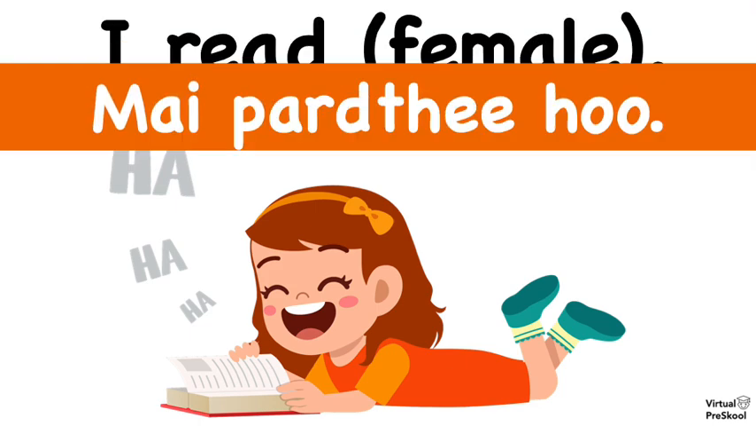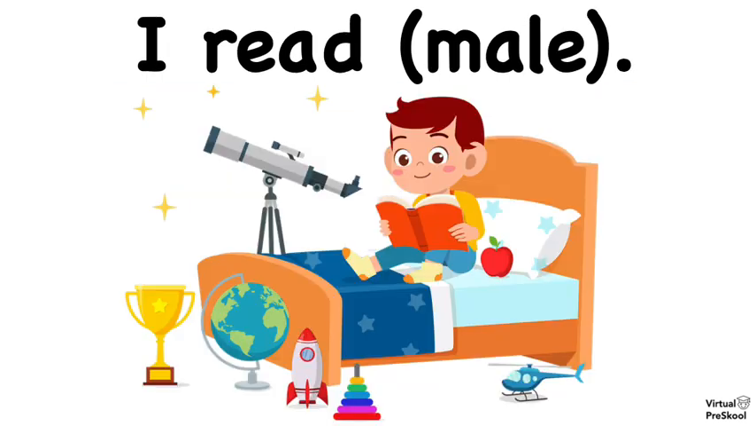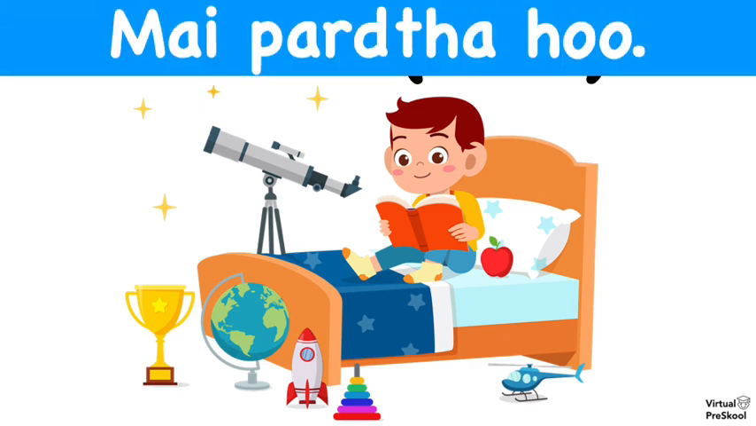So it would be मैं पढ़ती हूँ. So see how we changed the verb? It went from पढ़ना, the infinitive form of the verb, to पढ़ती. So that changing of the verb is called conjugation. Now let's do the same sentence but for a male. मैं पढ़ता हूँ.